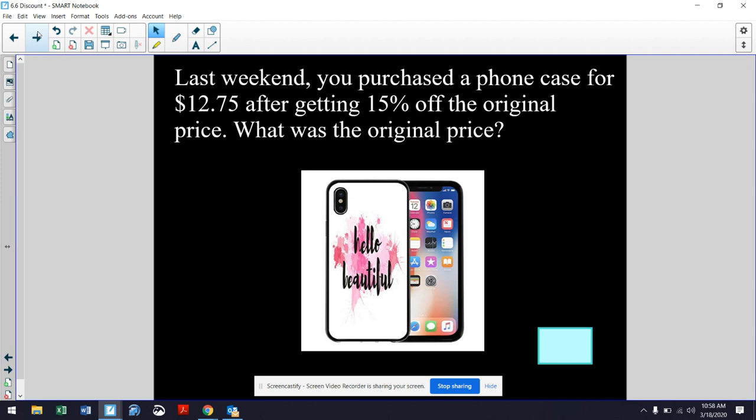Last weekend, you purchased a phone case for $12.75 after getting a 15% off discount from the original price. What was the original price? So we know the discount, we know the sale price, we need to find the original price. Put the video on pause, work the problem out, and then let's check back with the answer when you're done.